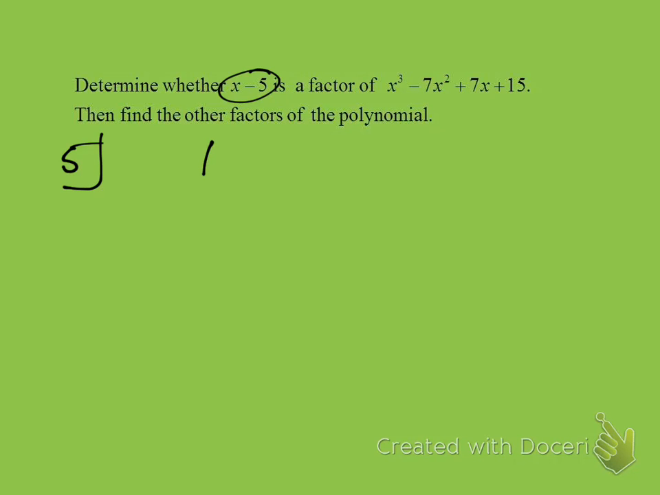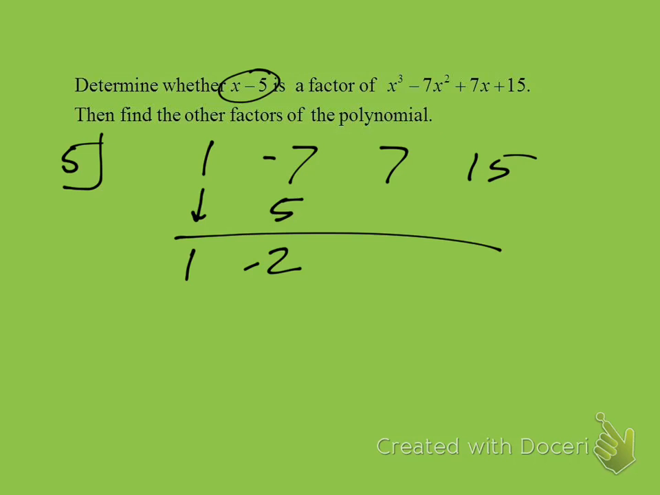You set your division: 1, negative 7, 7, 15. You bring the 1 down. 1 times 5 is 5. Negative 7 plus 5 is negative 2. Negative 2 times 5 is negative 10. 7 minus 10, negative 3. Times 5, negative 15, to give you 0. That's a good thing. If you don't get a 0 on these, and this is the part of today where it's going to be the worst part, keeping track of your rules amongst the two types that we do.